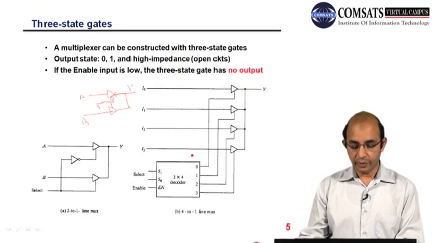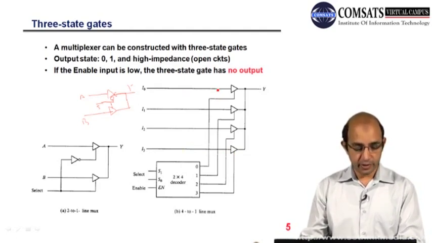So whenever we have S0, S1 as 1, 1, right? It means this will be high, so I3 has to be communicated to Y, and the rest of the I's will act as an open circuit, or will have high impedance, right? So this is the utilization of the three-state gate in order to have the multiplexer, right?